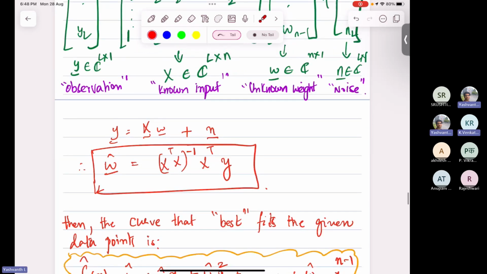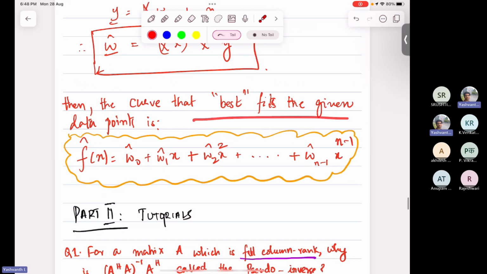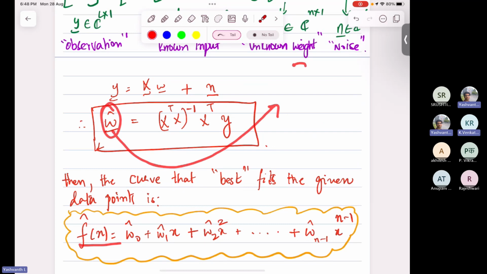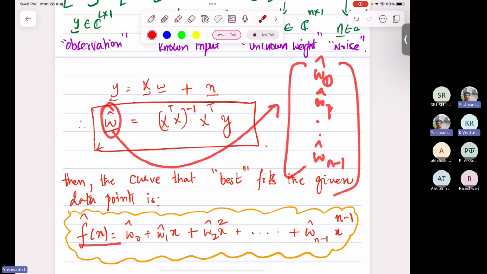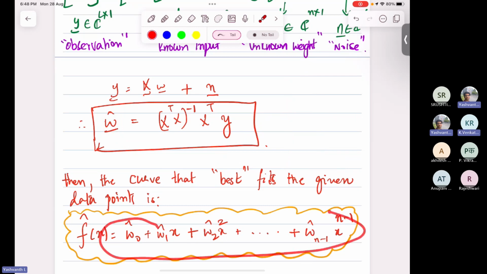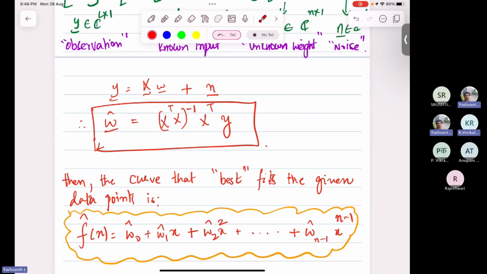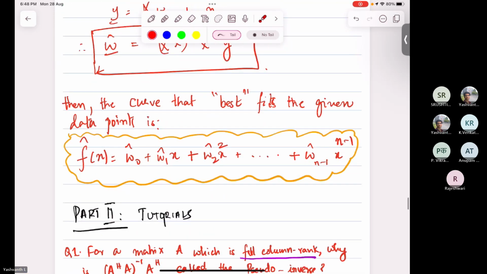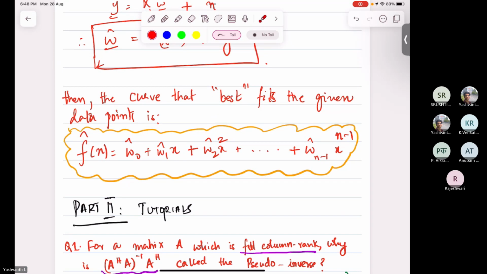Once you know what w hat is, what is the best curve that fits the given data points? You remember that w hat is a vector. Its entries are w naught hat, w1 hat, and so on till w hat n minus 1. Then the best fit is given by this particular equation. This is the best function that approximates the input-output relationship of the given L data points. All right. Are there any questions here?